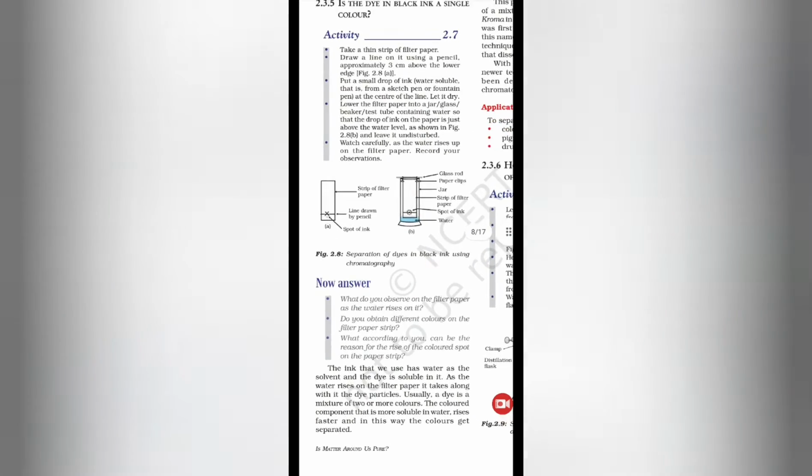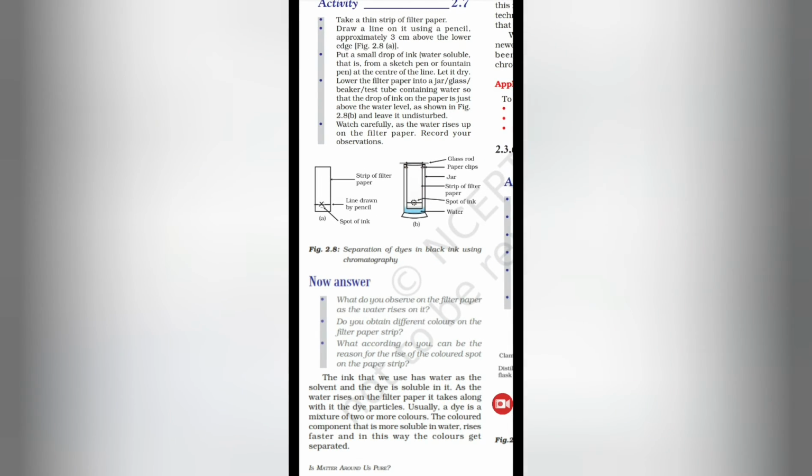So look here at how we are going to perform this. You need to take a thin strip of filter paper and draw a line on it using a pencil 3 cm above the lower edge. Put a small drop of ink on that line exactly at the center. Then lower the filter paper into a jar or glass or beaker or test tube containing water. Now you have to leave it undisturbed. So watch carefully what happens now.